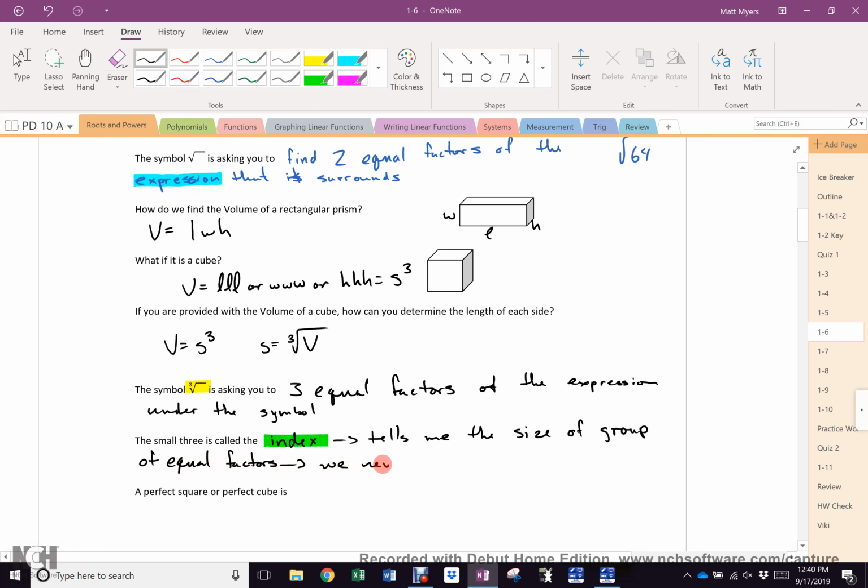We never write 2. Why do we never write the 2? Same reason we never write a 1 in front of an X. Because there is no smaller number I could put there, right? Factors need 2 at least, right? Because if I have 1 factor, what's it multiplying by? Nothing, right? So we never write the 2, but otherwise we always write the number.